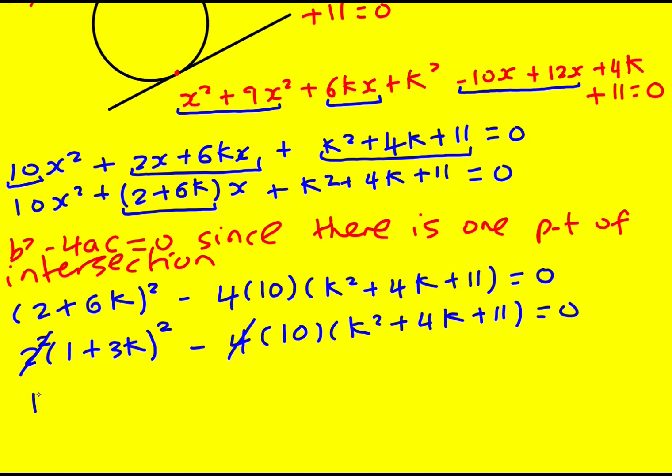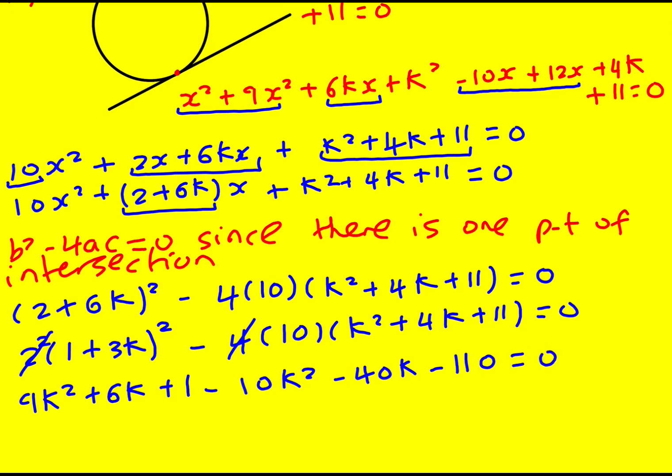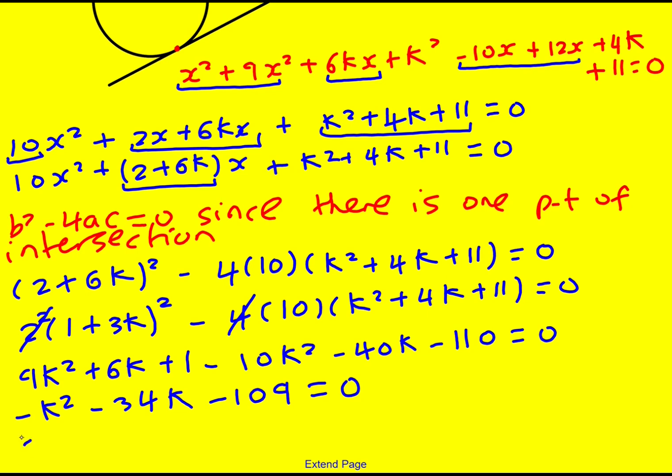Right, now I expand this bracket, so 9k² + 6k + 1 − 10k² − 40k − 110 = 0. So minus k² minus 34k, and then I've got 1 minus 110, so that's minus 109, which is going to equal 0. Just swap these around, so it's k² + 34k + 109 = 0.